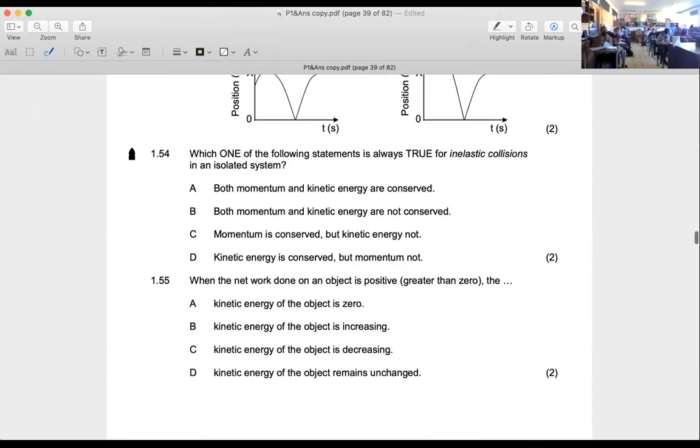Okay, which one of the following statements is always true of inelastic collisions? That's the ones where kinetic energy is not conserved. Both momentum and kinetic energy are conserved. No, both inelastic. Both momentum and kinetic energy are not conserved. No, because momentum is always conserved. Momentum is conserved, but kinetic energy is not. Okay, it must be C. That's true for inelastic collision.